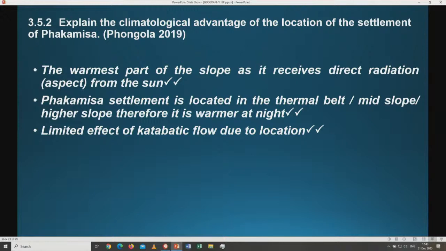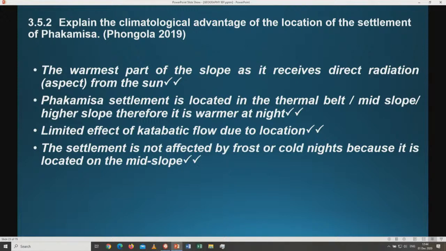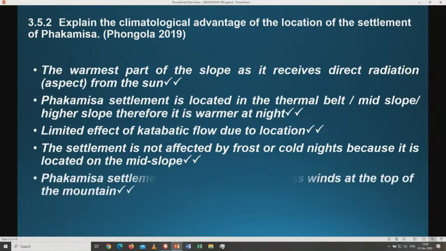and also radiation fog happens there, so it becomes cold. You cannot plant certain plants there at the bottom of the valley. And also, here you can see that the settlement is not affected by frost or cold nights because it is located in the middle of the slope. There will be no effects of catabatic flow, as in the answer I've said already. Okay, this one is also important, that the reason why people don't build on top of the mountains is because there will be crosswinds on top of the mountains. So Phakamisa is located in the middle. It means that it is not affected by the crosswinds on top of the mountains.